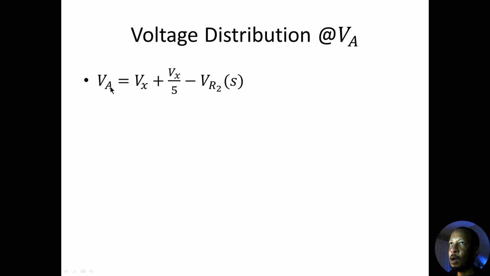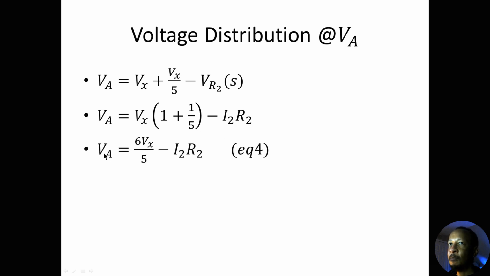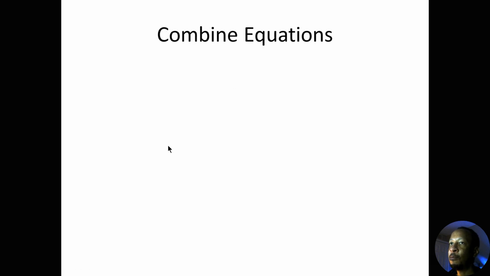So now I have VA. Now, what about voltage distribution at VA? Well, VA equals Vx plus Vx over 5 minus I2 R2. And so VA equals Vx times 1 plus 1 over 5 minus I2 R2. Next, I have VA equals 6 times Vx over 5 minus I2 R2. And that is equation 4.